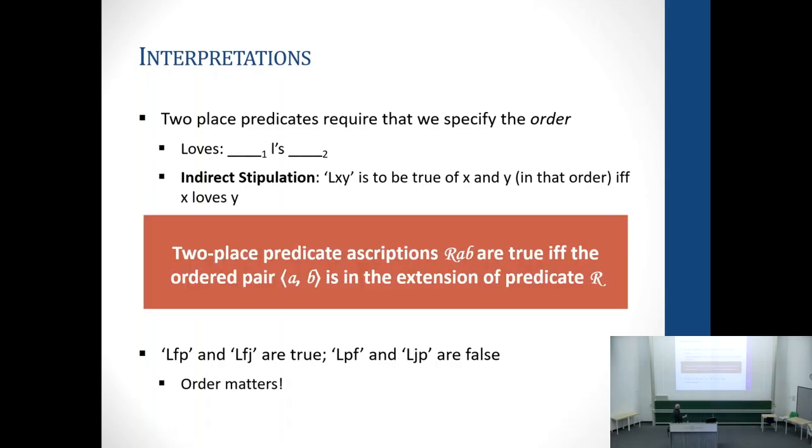So again, we can say two-place predicate descriptions are a B, true if and only if the ordered pair A, comma B is in the extension. But that doesn't mean that RBA will be true, because that's a different ordered pair. It's a different ordering. Okay. So far, so good?